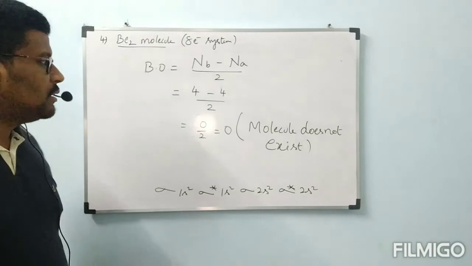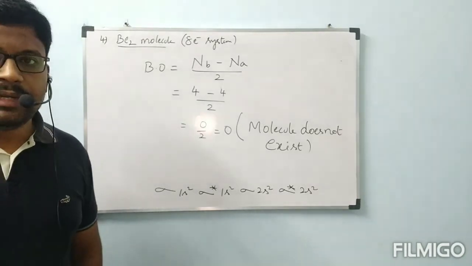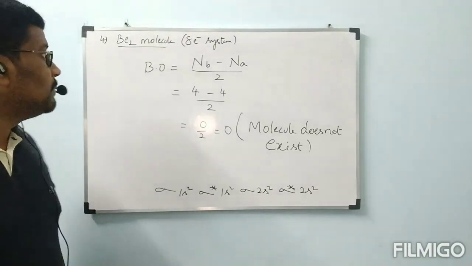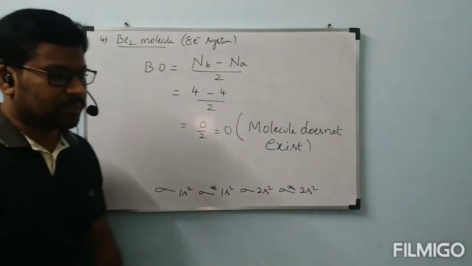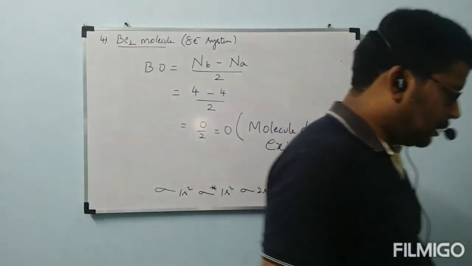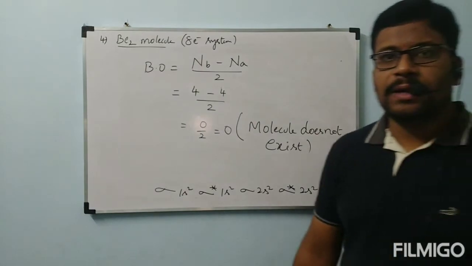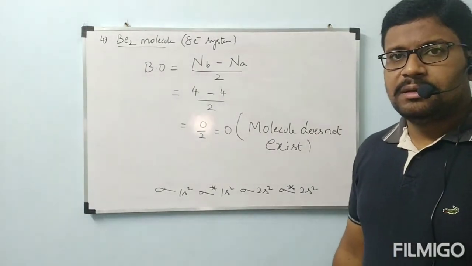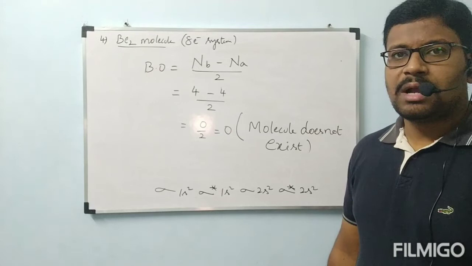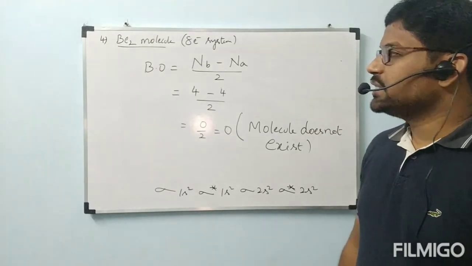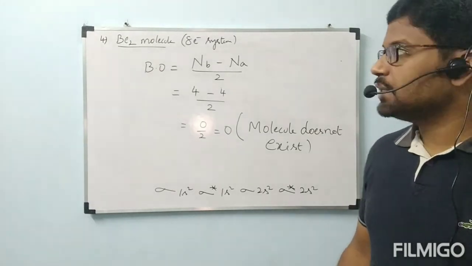If you are okay, then we will see the next molecule. The Be2 molecule is completed now. The Be2 molecule is an 8 electron system. Next, after beryllium, we will see carbon, the C2 molecule. Okay, let us see.